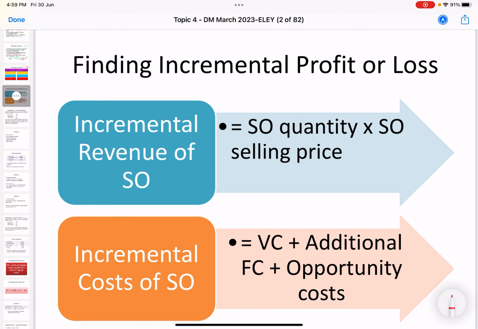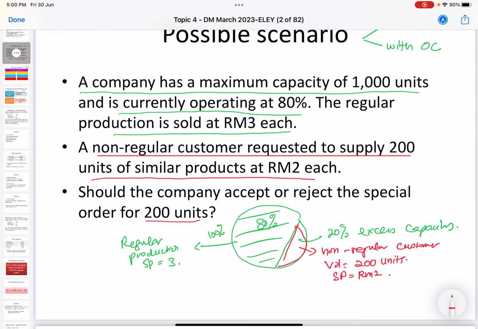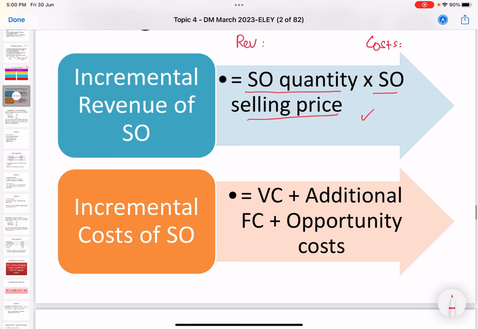So how do we find incremental profit or loss? Very simple. We just look at what is the revenue and what is the cost. Revenue is the special order quantity times the special order price, not the regular order. Because now we focus on the special order, which in my example just now is this 20%. So the special order price here is 2, and the special order quantity is 200, for example. That's what we plug into this formula.